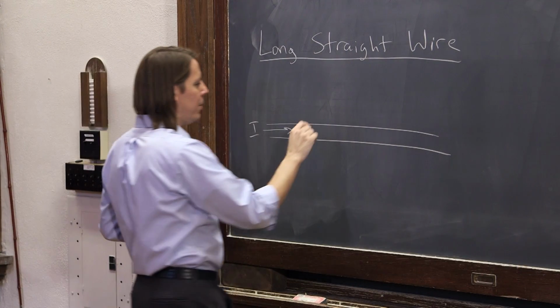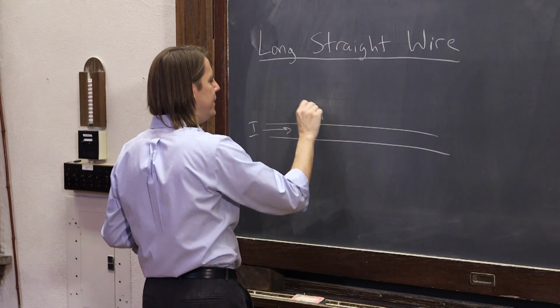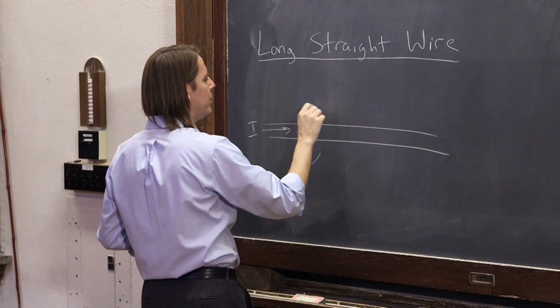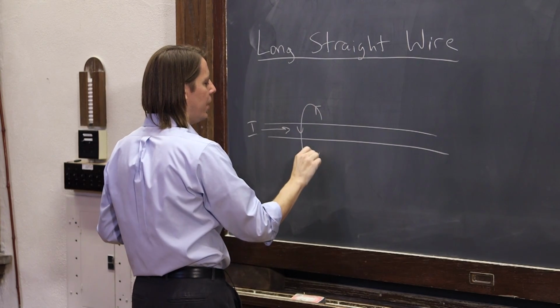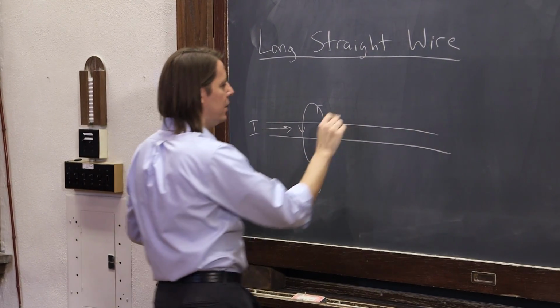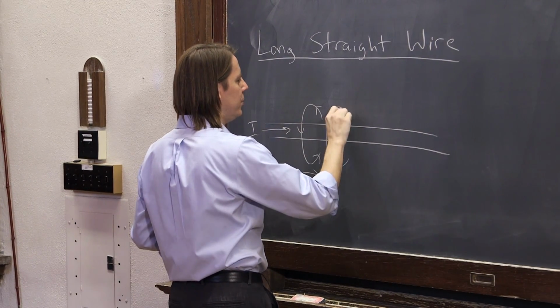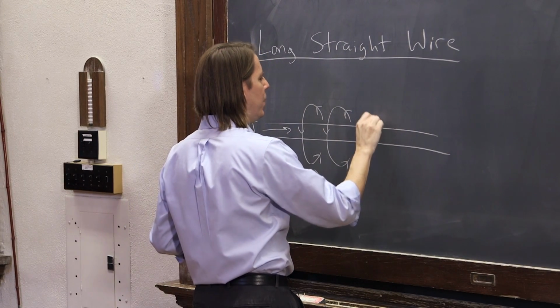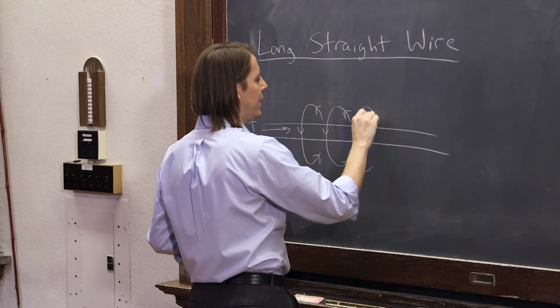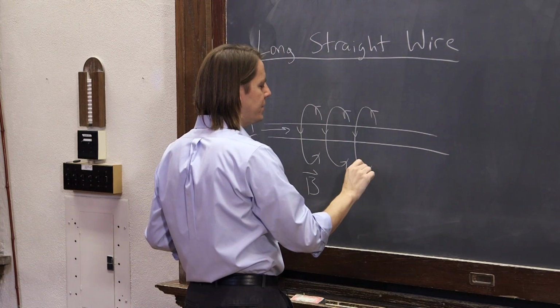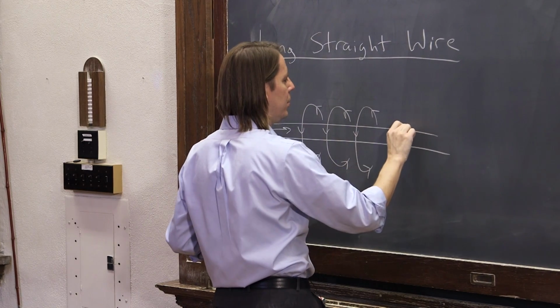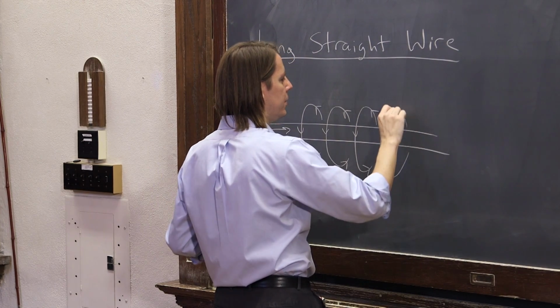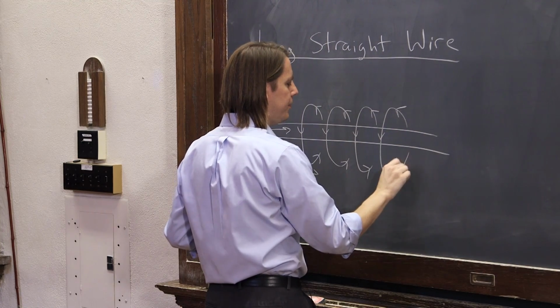So if you have a long straight wire with a current, then the magnetic field just makes loops around the wire. A little cylindrical field forms like this. And it goes from behind the wire up to in front of the wire down when the current flows in that direction. One more. Yeah, like that.